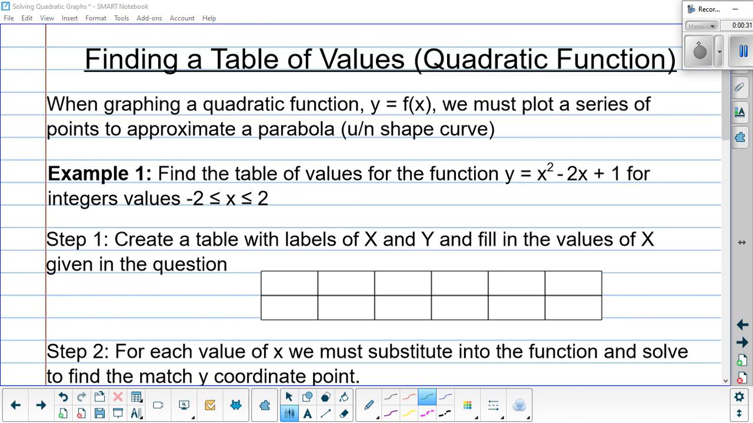And we must plot the points to approximate a parabola. So it's a U or N shape. When we actually start going, you'll get this U or an N shape. So you have a maximum or a minimum value as our turning points, things we've kind of touched on in the last video.